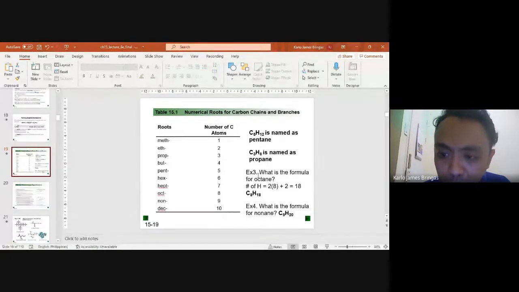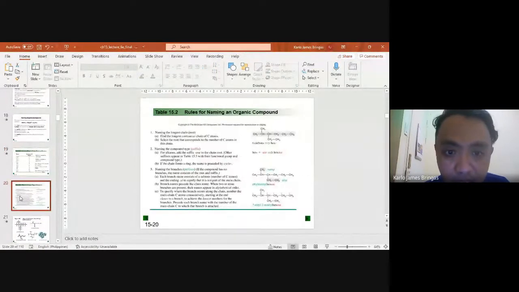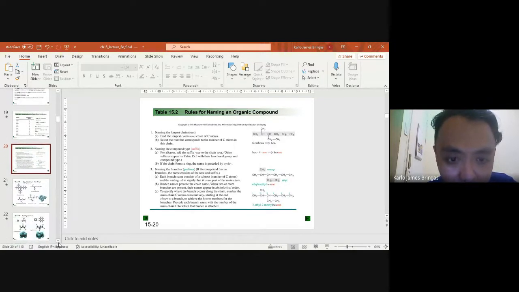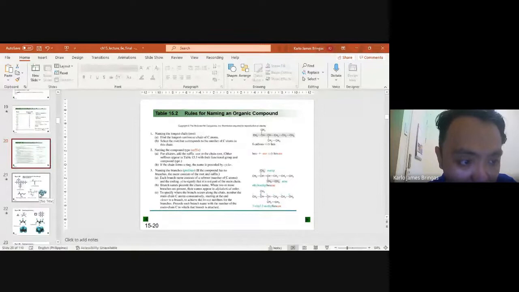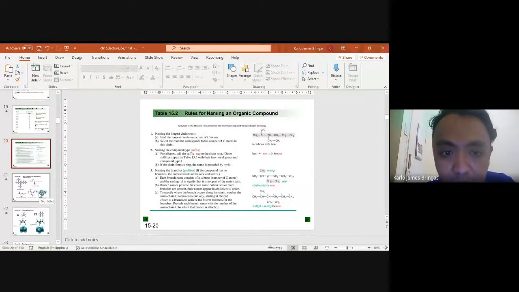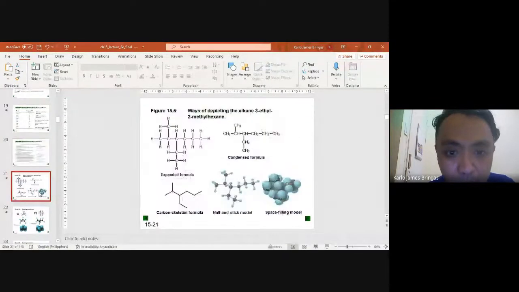So let's proceed to the next slide. So you have a more comprehensive way of naming the organic compound. It is presented right over here. So I think the best way for this is, let's just try to have an example. So let's say we have this one right over here.